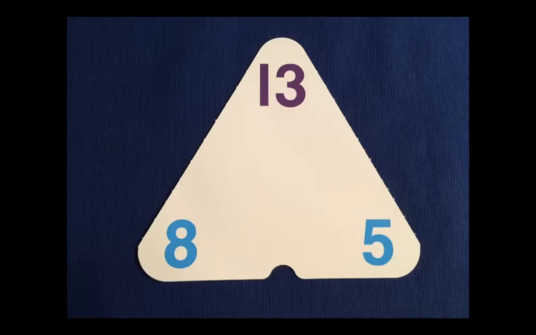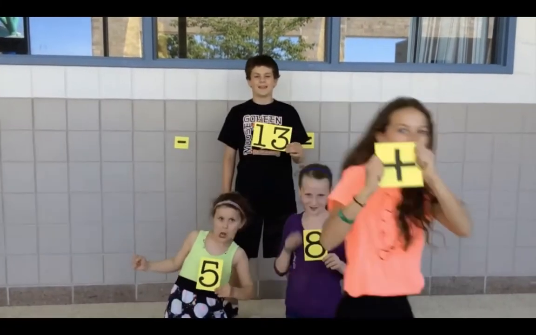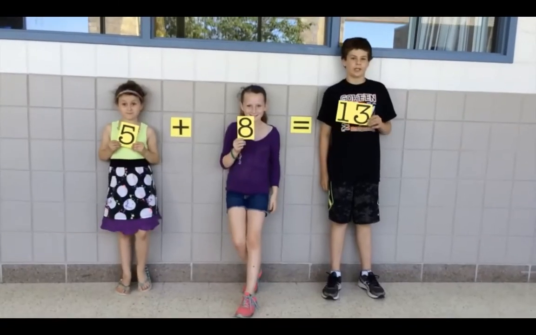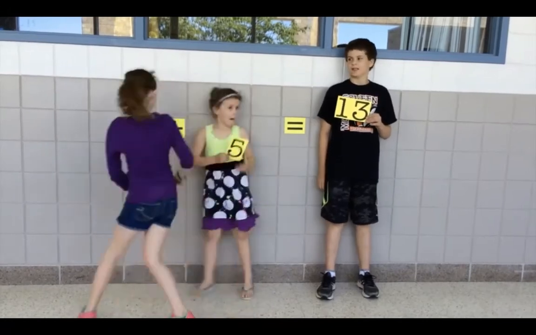This triangular card shows the whole at the top, 13. 5 and 8 are the parts. The fact family dances together. Then they create an addition sentence. 5 plus 8 equals 13. Time for the turnaround fact.